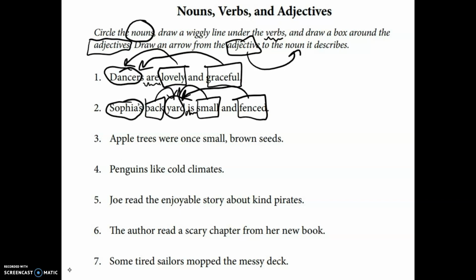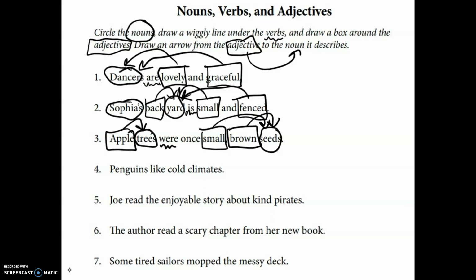And then number 3, apple trees were once small brown seeds. So our noun is trees, it's a thing. And also seeds, those are both things. Were is our action. Apple is describing trees. Small and brown are describing seeds.